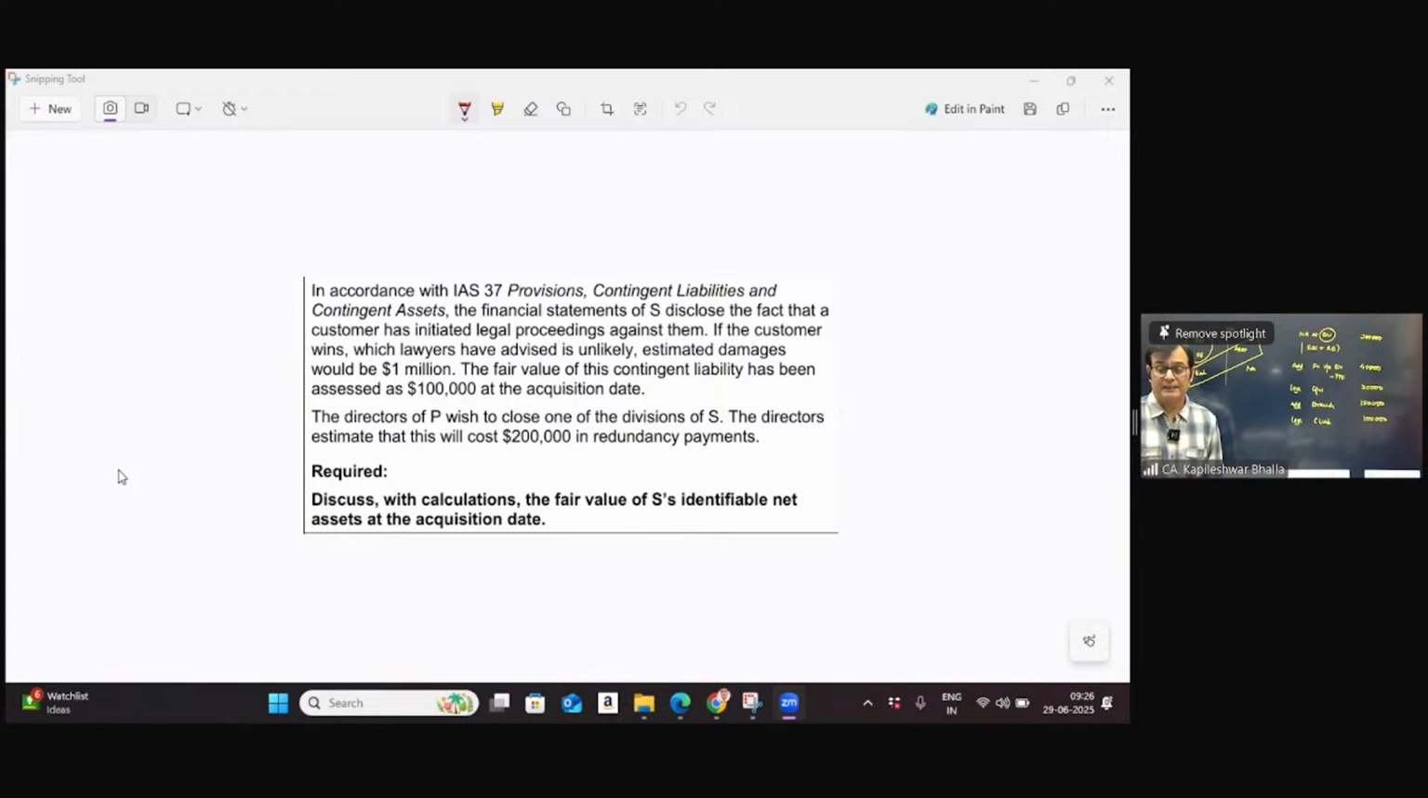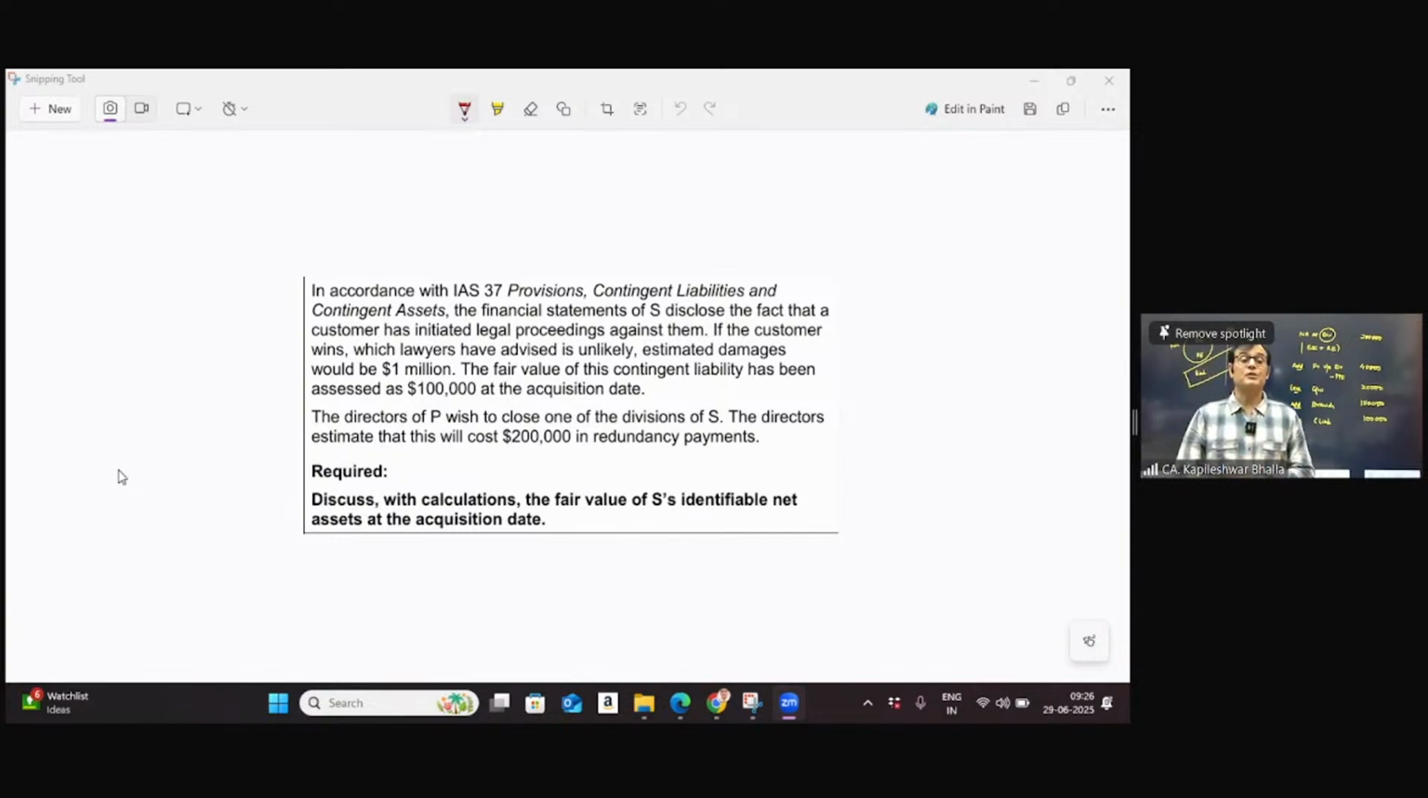And then finally, it says directors of P are planning to close one of the divisions of S, and the directors estimate that this will cost 2 lakhs in redundancy payments. So what am I supposed to do with these redundancy payments, which will be paid on the closure of the division? Can I say this is something which will happen post business combination? Correct. Because they are wishing to close one of the divisions. So this is not related to the acquisition date.